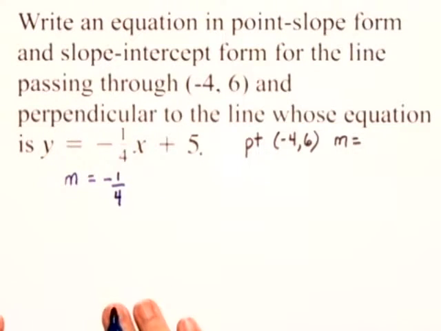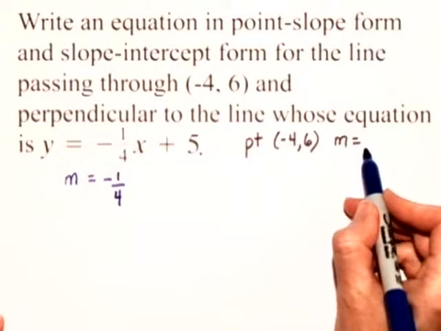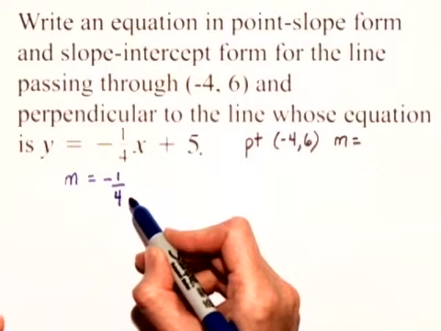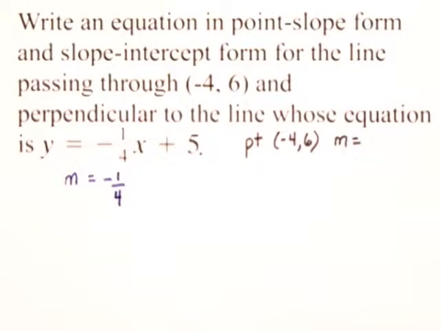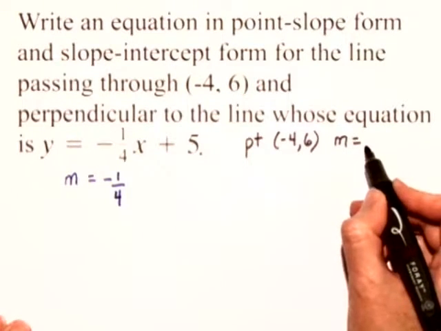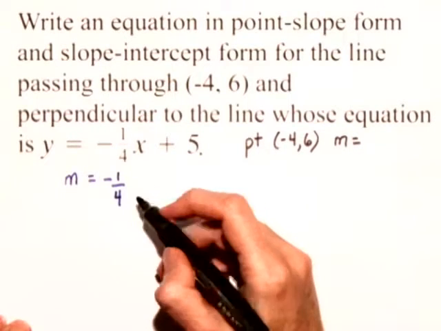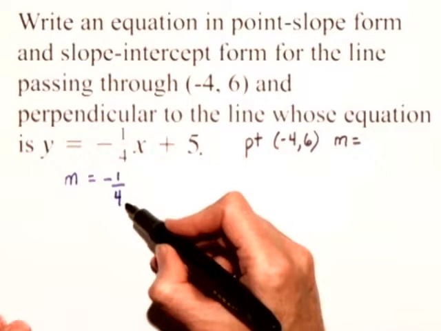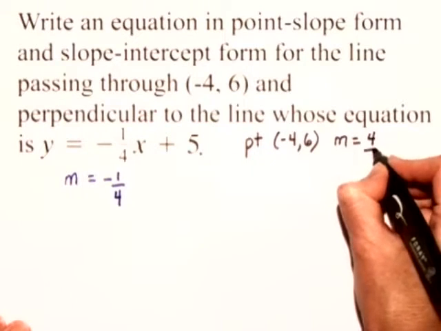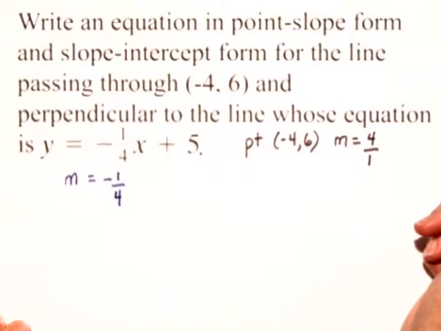So the slope that we want to use for our line has to be the negative reciprocal, because two lines that are perpendicular have slopes that are negative reciprocals of each other. So since the slope of this other line is negative, ours is going to be positive, and then we simply take the reciprocal. In other words, we change the numerator with the denominator. So it'll be positive 4/1, or simply just 4.